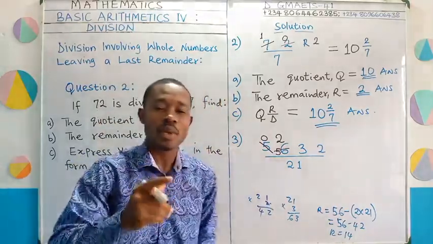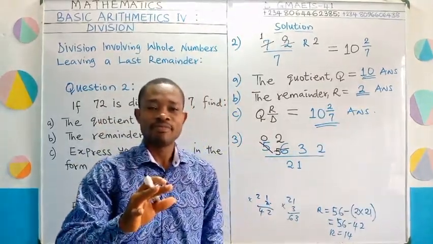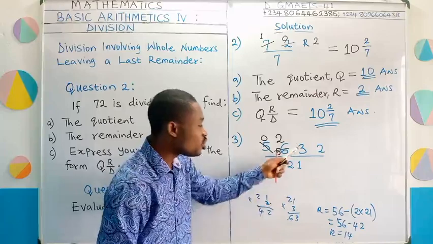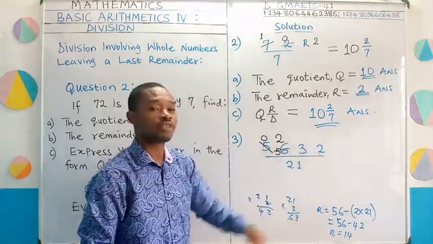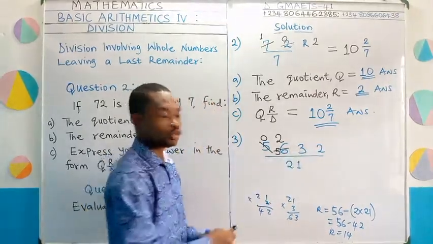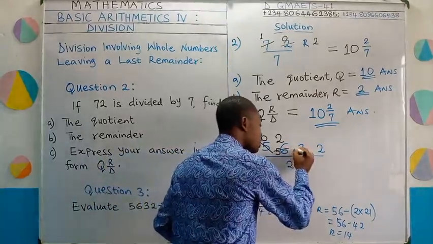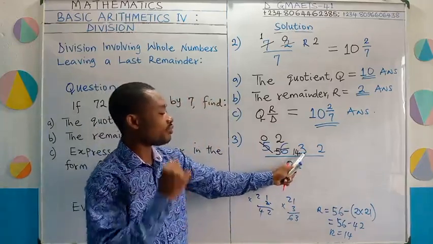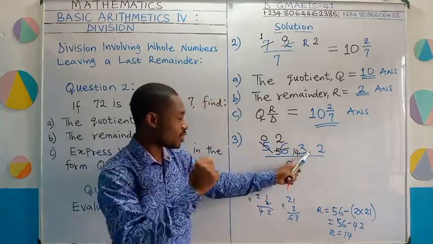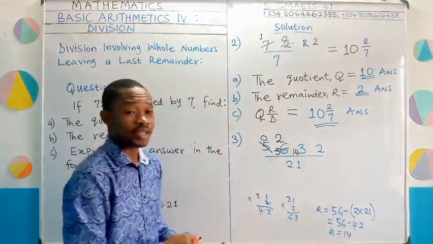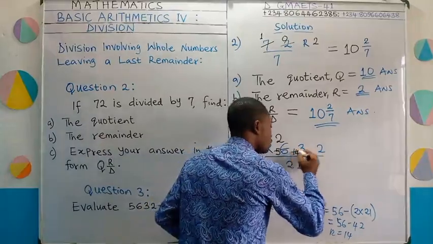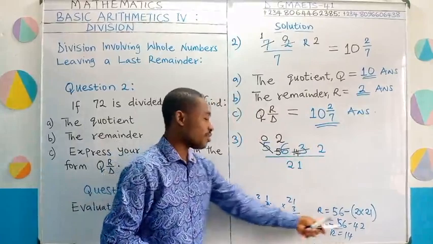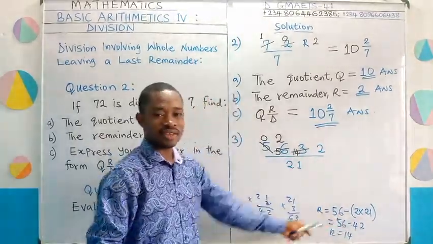That 14, is it our last remainder? No. 14 is not our last remainder because in the numerator we still have some digits we've not divided. We have 3, we have 2. So that 14, I'll attach it just in front of this 3. And that will make this 143. That 143, I will now divide by 21. So let us do that and see. 143 divided by 21. All these things I'm doing here are rough works, okay? Rough works.